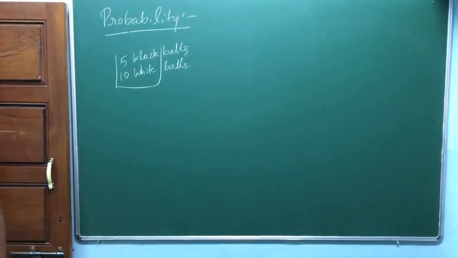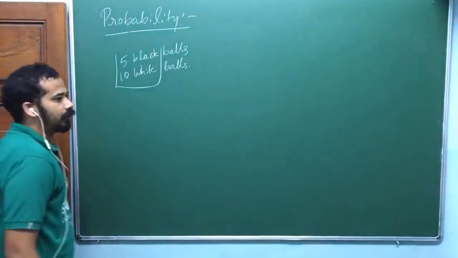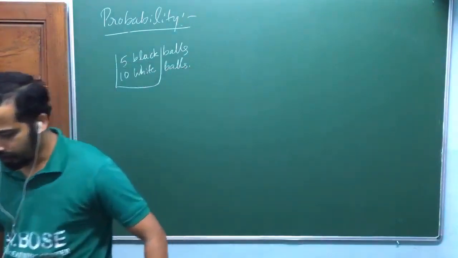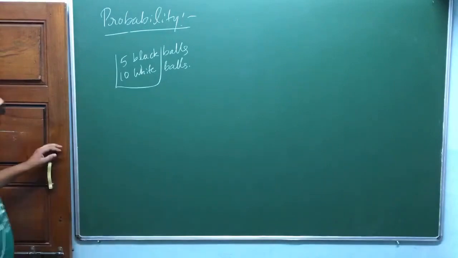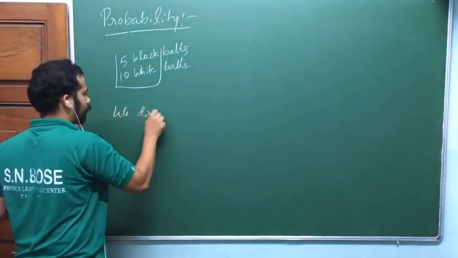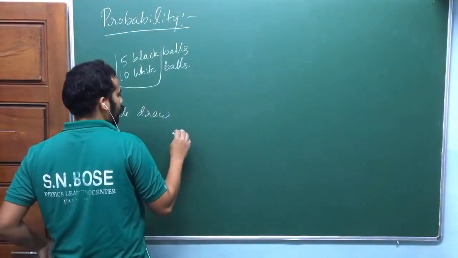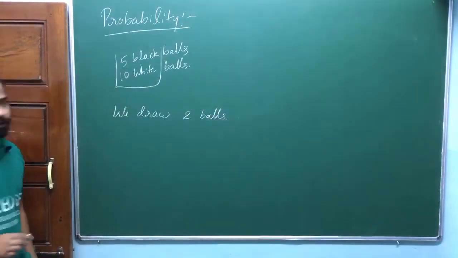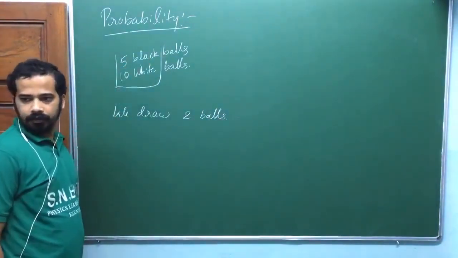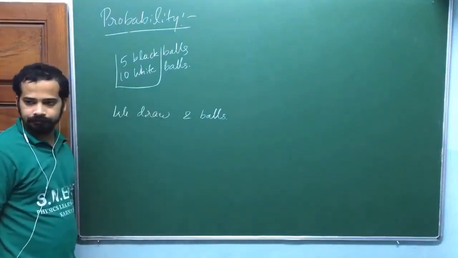One question is there, look at here. You have drawn 2 balls, okay? We draw 1 ball at random, then without replacing the first ball, we draw another. We draw 2 balls. That means we draw the first ball randomly, then without replacing that one, you have drawn the second ball.